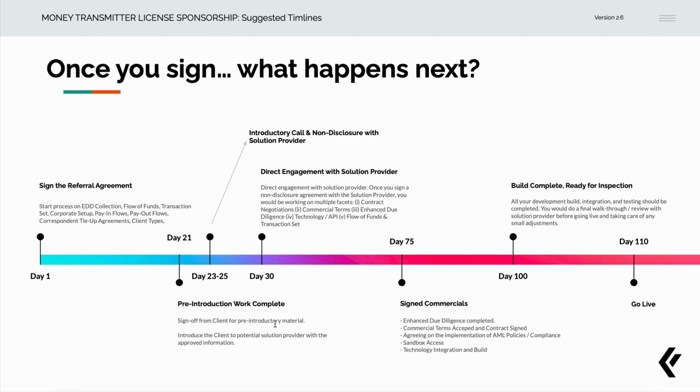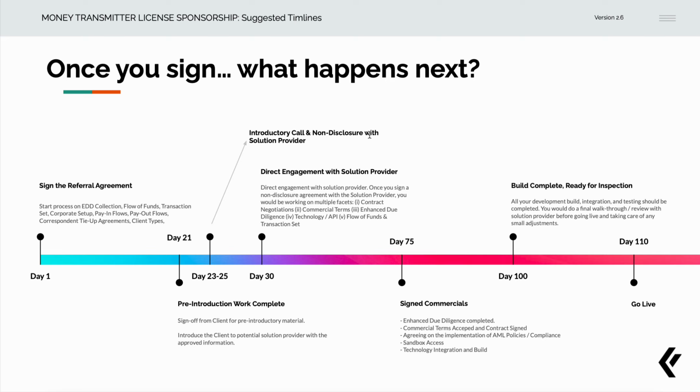We sign off the client for the preparatory introductory material, and we basically introduce the client to the potential solution provider with the approved information. So we're making sure that whatever you're going to supply is exactly in the correct format, the correct template, if you will, for the solution provider to work with. And typically within the next 3 to 4 days, we'll get an introductory call with the solution provider.